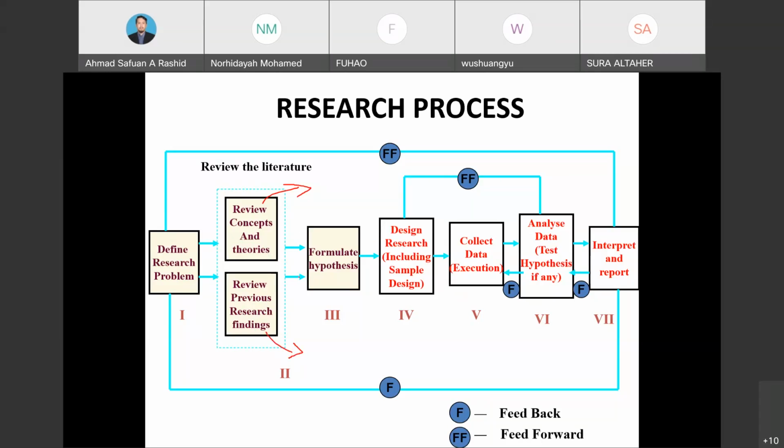Then formulate the hypothesis, or you can come up with the research gaps. Design the research including sample design, which is related to methodology. Then collect data, analyze, interpret and report.